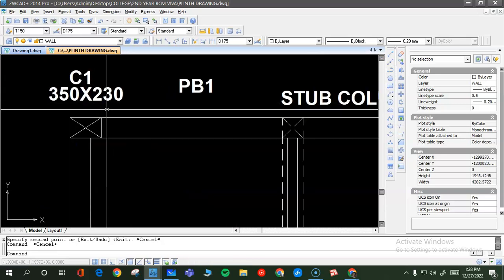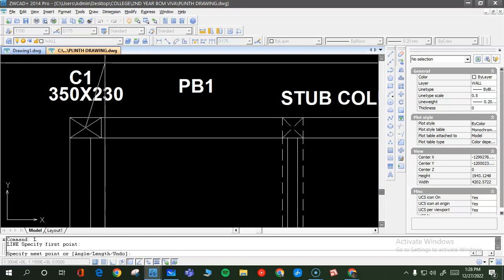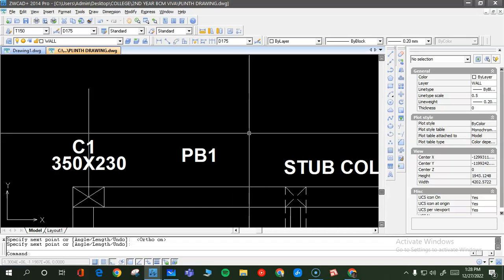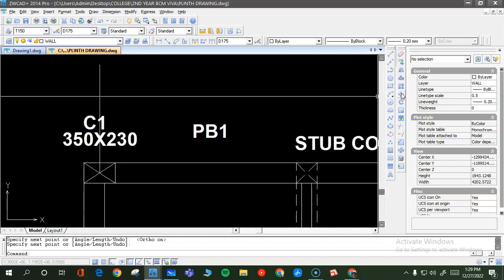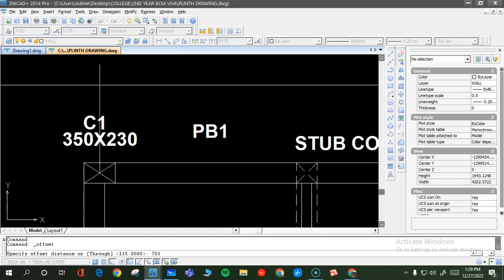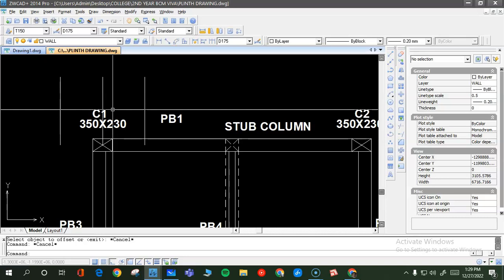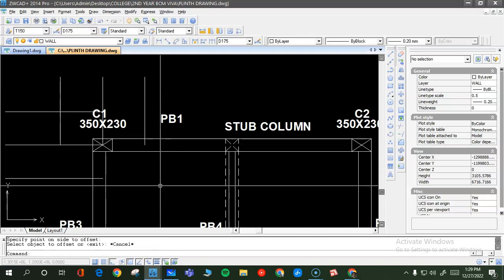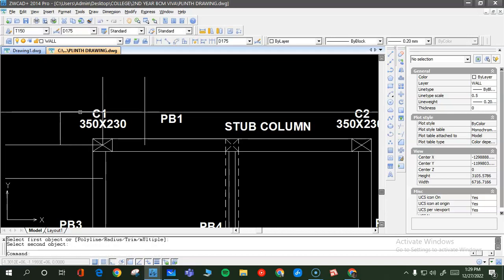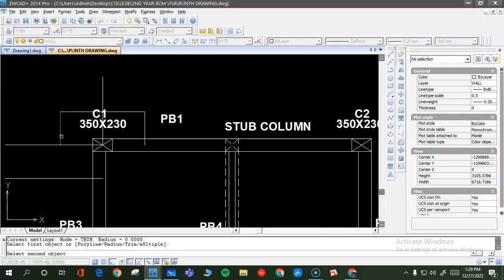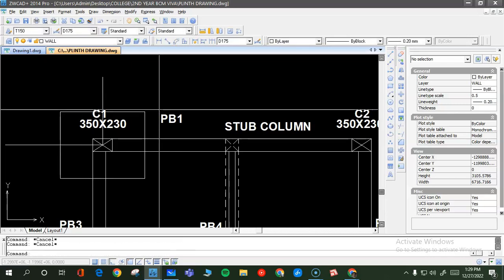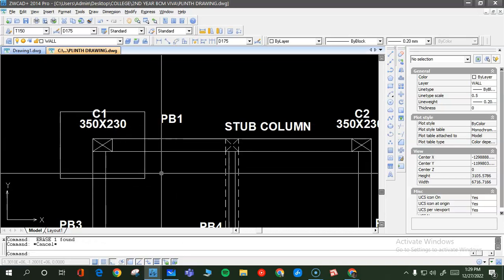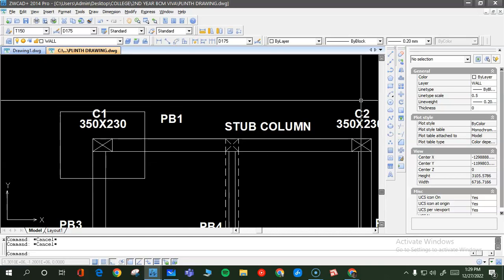So what you do is, just considering this as the center line, you assume that along this direction this footing is 1500 and along the shorter direction it is 1200. So I will offset this by 750 on two sides and this line by 600 on two sides. So now what I am getting is a footing, and the size of this footing is going to be 1200 by 1500. So along the length of the column, the footing is of a bigger size, and along the width of the column it is of a smaller size. So this footing is going to be 1200 by 1500. I am assuming this size.